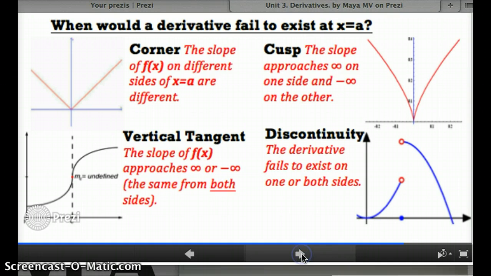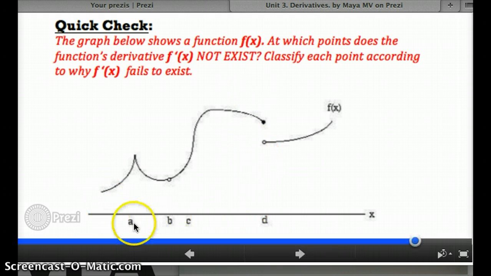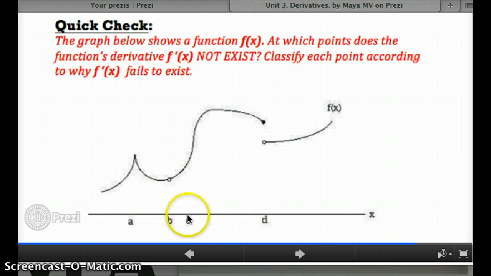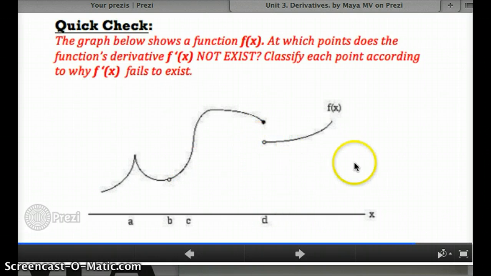Great, so take a look at this funky graph. It's a very strange function. Who knows what the equation's going to be, but you've got a graph. And in particular, your graph has 4 weird points. We're calling them point A, point B, point C is right here in the middle, and point D is right there. Tell me, at which of these points does the derivative not exist? And classify why. You should be looking at your notes and the 4 different types that we just talked about.